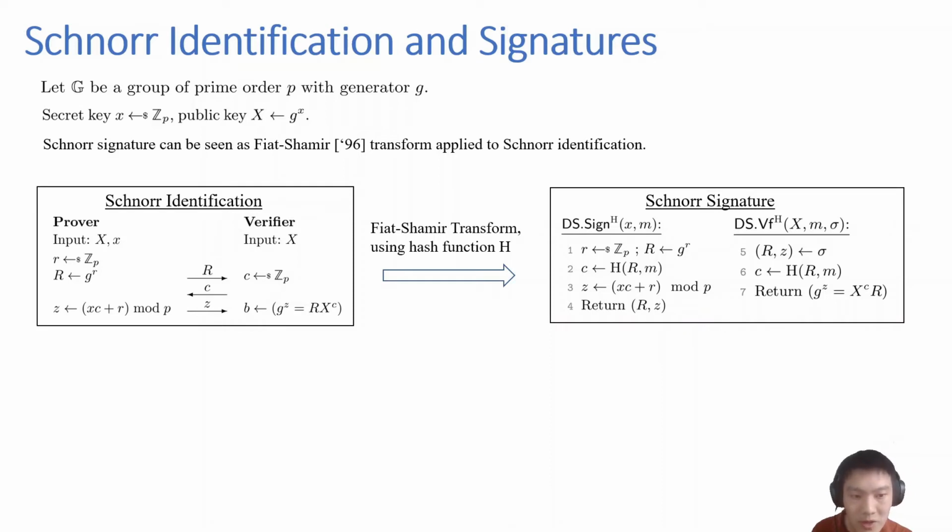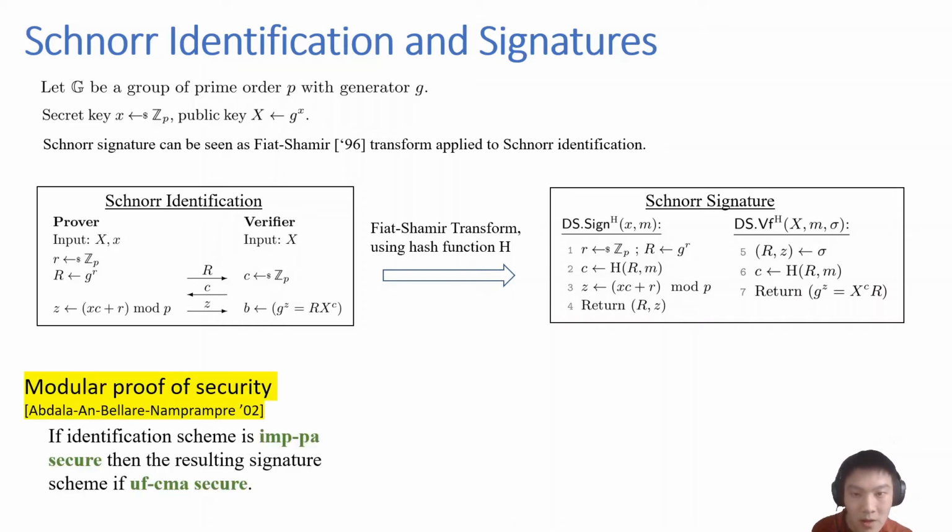Verifying a signature on a message M amounts to first deriving the challenge c using the hash function, and then checking that the verification equation indeed holds. The benefit of viewing the signature scheme in this modular form is that the UF-CMA security of the signature scheme reduces to the IMP-PA security of the ID scheme. IMP-PA means impersonation under passive attack, and we'll recall it in a bit. UF-CMA is the standard security goal for signatures, unforgeability under chosen message attack. This result was first shown by Abdalla, An, Bellare, and Namprempre.